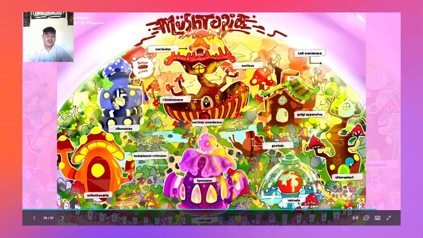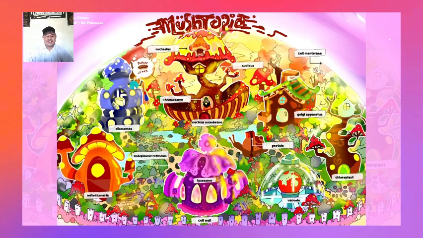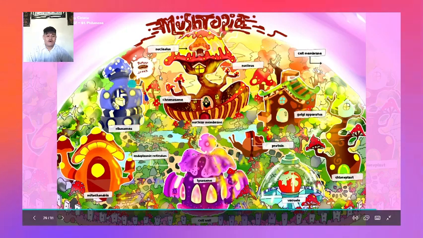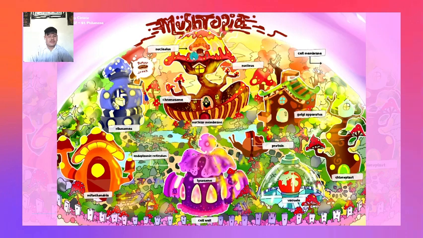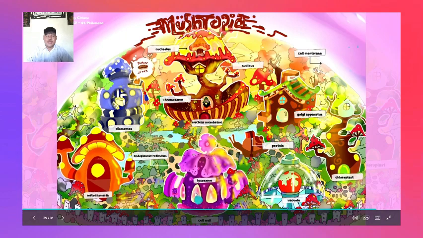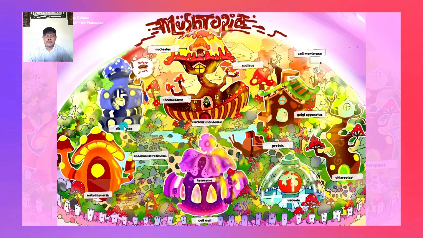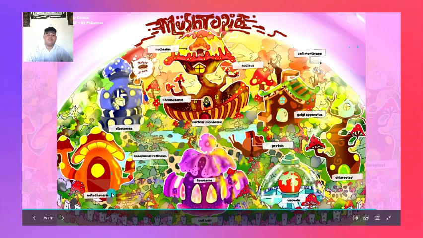So that's all. This is the city of Mushtopia, and this is the nucleolus, the chromosome, the nuclear membrane, the cell membrane, the Golgi apparatus, the chloroplast, the protein, the vacuole, the lysosome, the endoplasmic reticulum, the mitochondria, the ribosomes, and the cell wall.